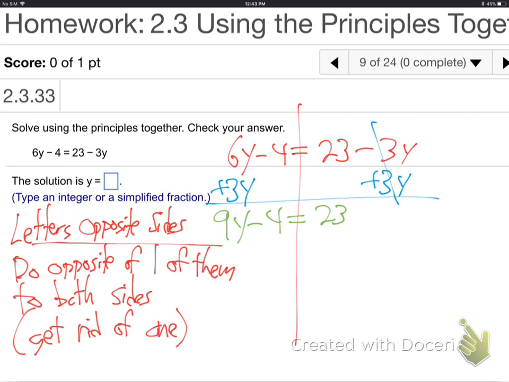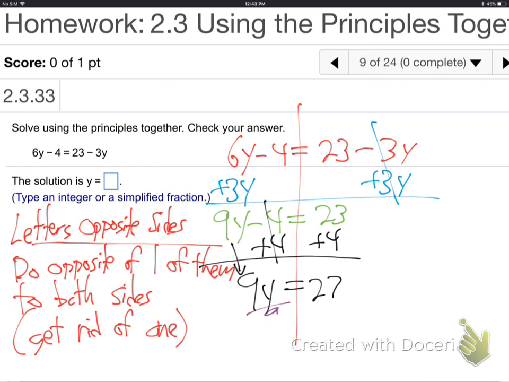So what's our next step now? Now we can just add 4, because y is saying I want to be alone. Add 4. So we get 9, bring that down. 9y is, what's that, 27. Last step, divide by 9, y is 3.